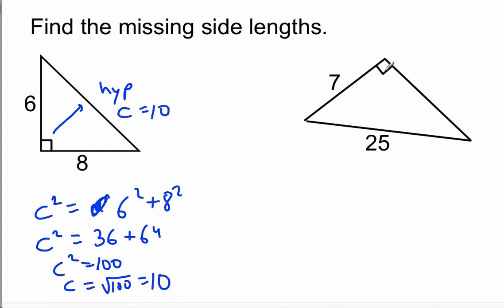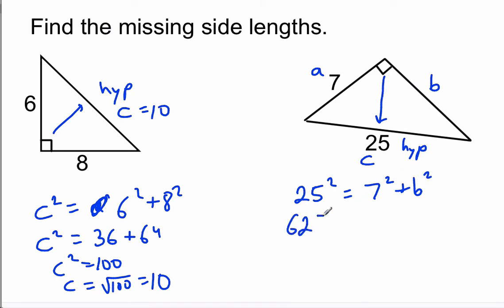Now this triangle, here's the right angle, and opposite the right angle is 25. That's the hypotenuse right there. We can call these two sides A and B, it doesn't matter which one's which, and this one's C, and our formula becomes 25 squared equals 7 squared plus b squared. So 25 squared is 625, 7 squared is 49, and we subtract 49 from both sides of the equation.